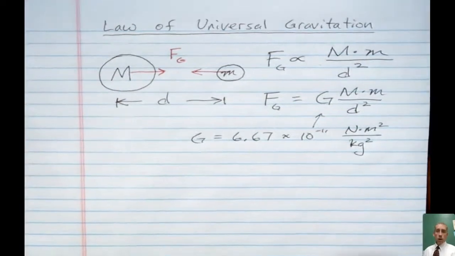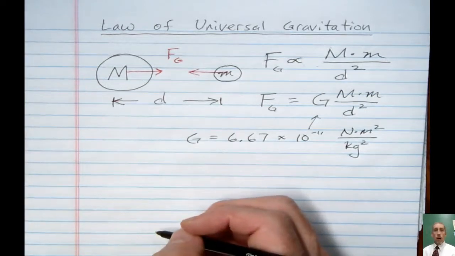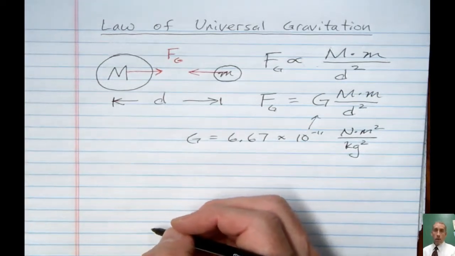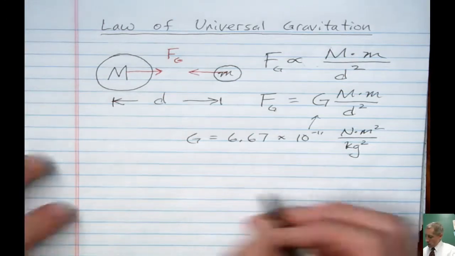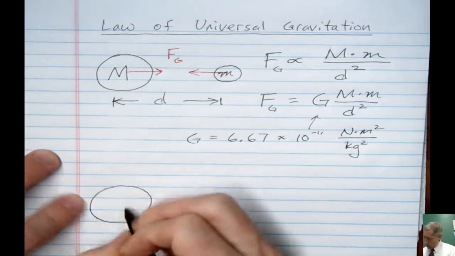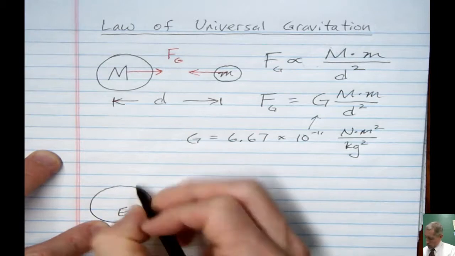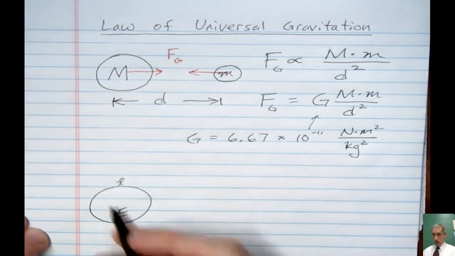And let me show you one nice application of this. And that would be to find a measure of little g, what we call the acceleration due to gravity, or sometimes called the strength of the gravitational field. I'm going to draw a little diagram here. So this will be the Earth. And here's you standing on the surface of the Earth, greatly magnified, obviously.